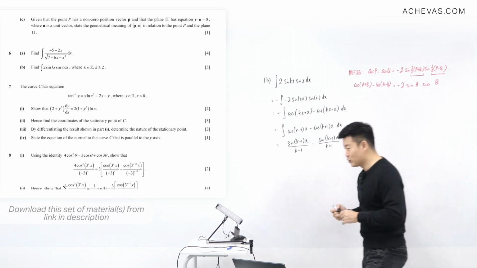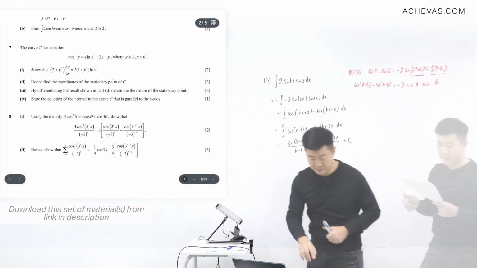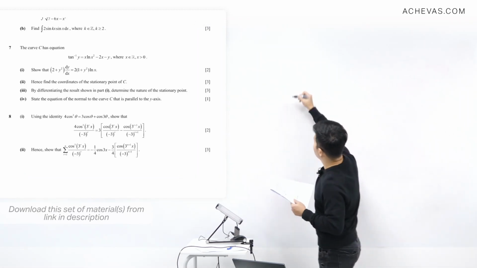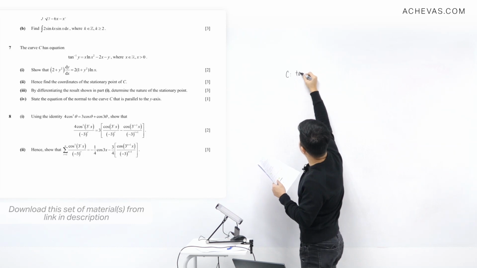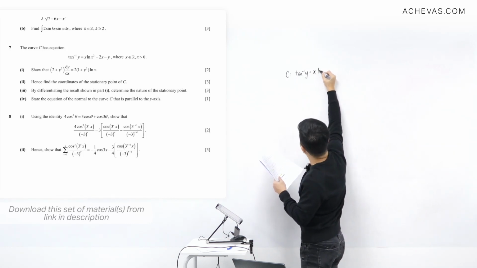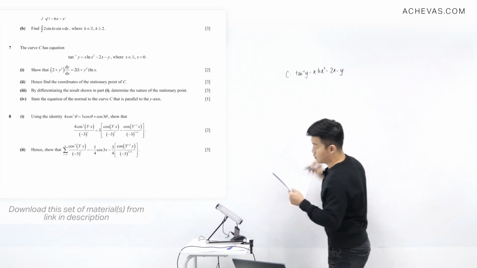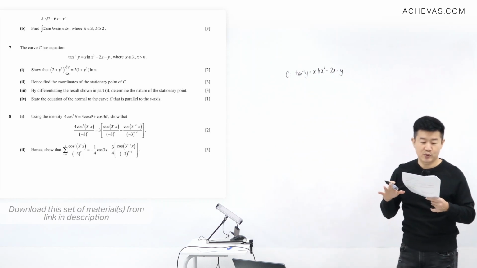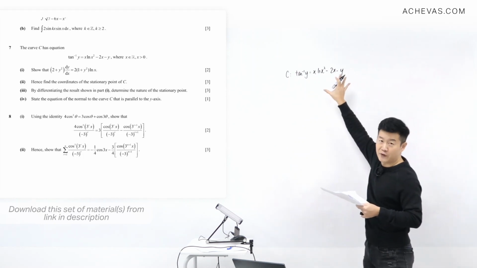Let's move on to another one. Let's take a look at question number 7. In question number 7, we have this curve C. This curve C is defined as tangent inverse y is equal to x ln x squared minus 2x minus y. In part 1, we are supposed to show that equation with dy/dx. So we're going to be differentiating this.